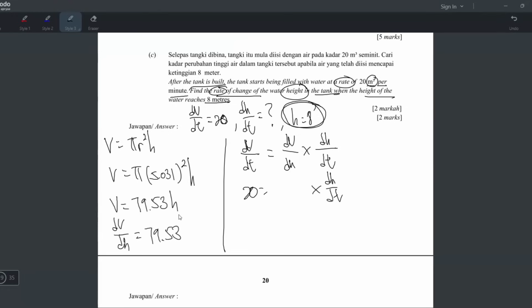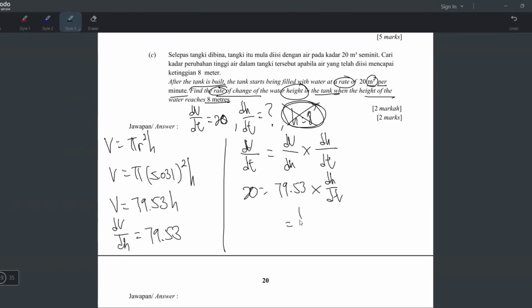Okay, but sir, what about the 8? Okay, the 8, I told you just now, right? You're supposed to ganti after you differentiate. But after you differentiate, the H disappear already. Because your dv/dh answer tak ada H dah. That means the H8 tak jadi tak guna dah. Kalau lepas you differentiate ada H baru you ganti dengan ni lah. Tapi kalau tak ada tu tak payah dah. Tak payah lah ganti. So the 79.53 can straight away right here already.